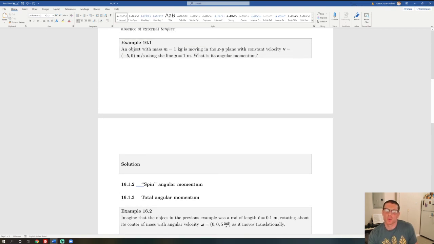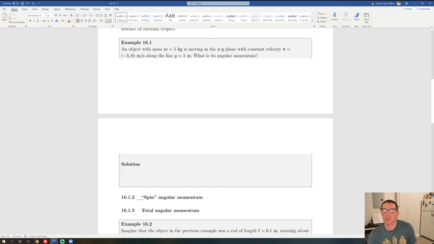In this example, we have an object with a mass of 1 kilogram moving in the xy plane with constant velocity vector -5 in the x direction and 0 in the y direction, meters per second, along the line y equals 1 meter. So we want to calculate its angular momentum. And this depends, right? The value we obtain depends on our choice of origin, as with many things in physics.